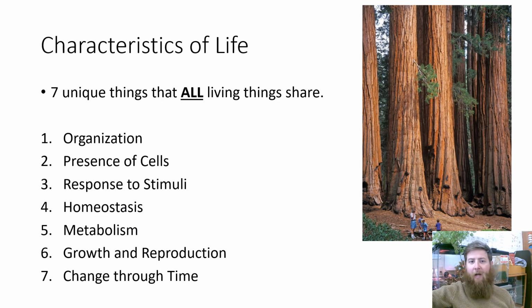So, when we talked about the characteristics of life for biology, these are all also true for plants. All plants have to have some organization. All plants have presence of cells. They respond to stimuli. They have homeostasis. They're able to keep their bodies inside of a normal range. They have metabolism where they're able to make and break molecules. They're able to grow and reproduce, and they're able to change throughout time.